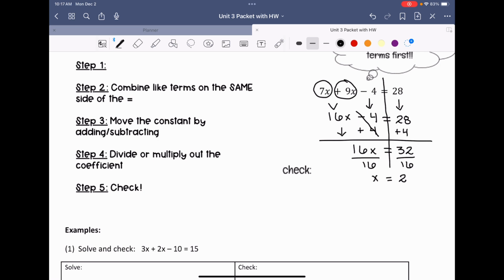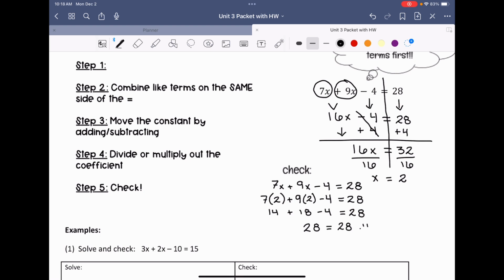So rewrite the original equation. So 7x plus 9x minus 4 equals 28, and replace. So 7 times 2 plus 9 times 2 minus 4 equals 28, and solve. 14 plus 18 minus 4, and I can put that whole thing in the calculator. 14 plus 18 minus 4. Double check, make sure you get 28 on both sides.